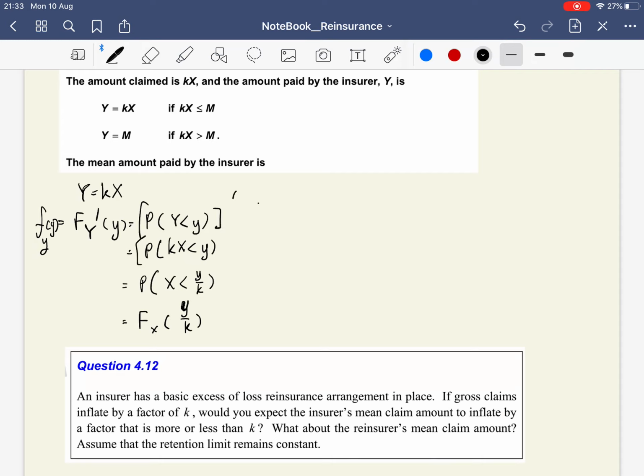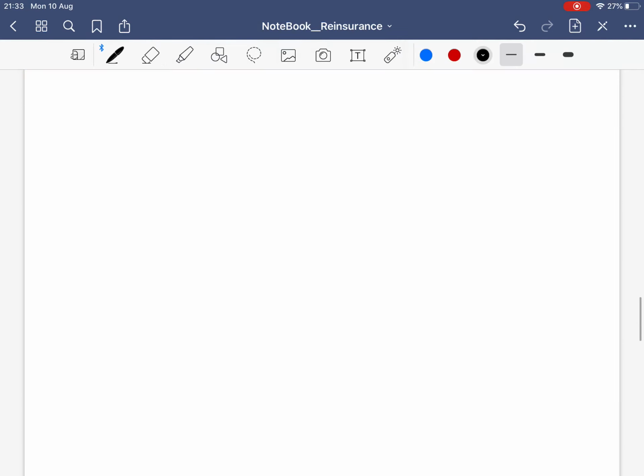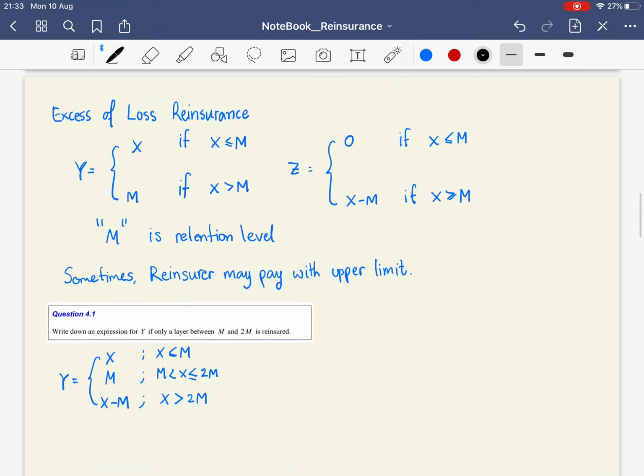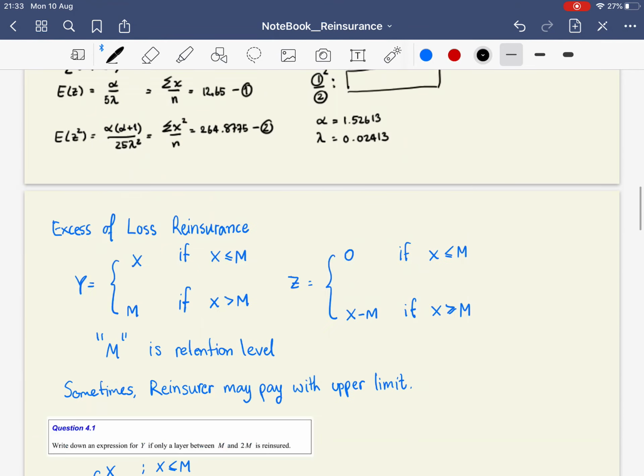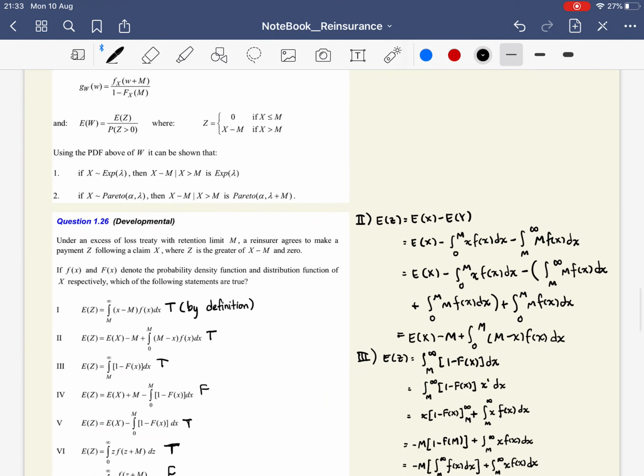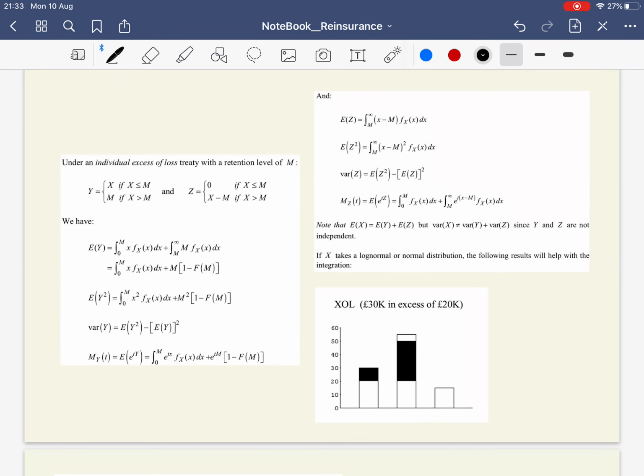So we differentiate all. Then you have the distribution function of y, then we have the PDF of y, and then you just do it the same way as we did earlier. The formula, okay, let me show you. Here is the formula. Just do the same, but with the new PDF.